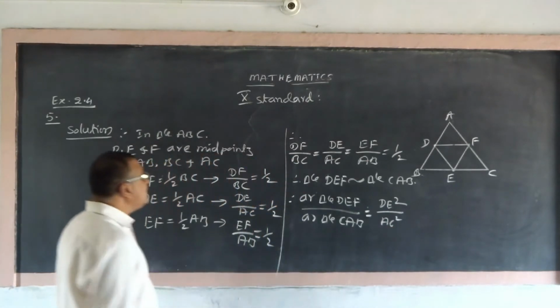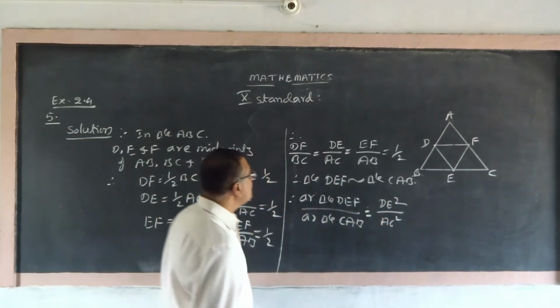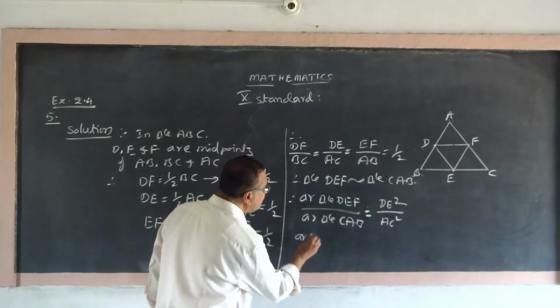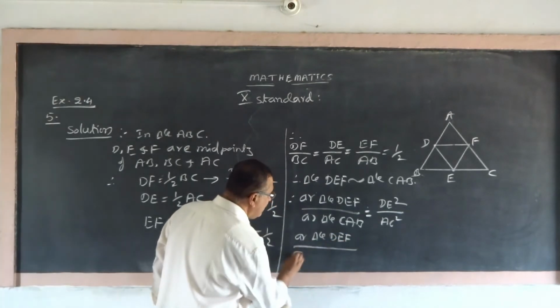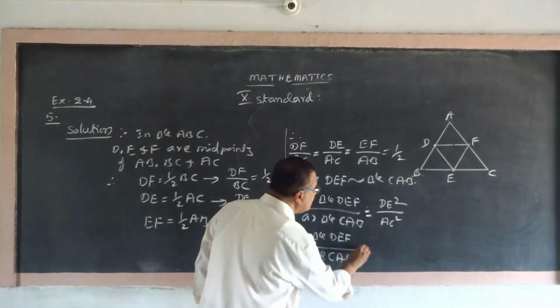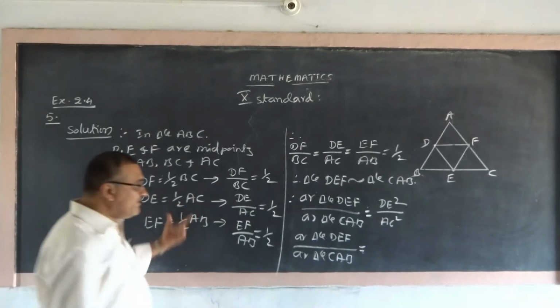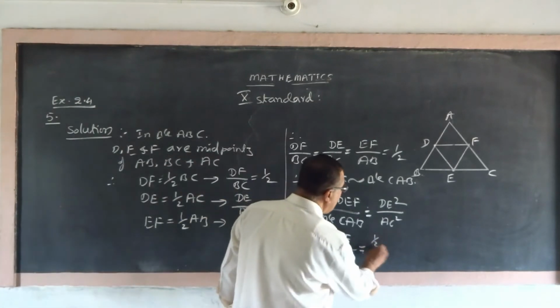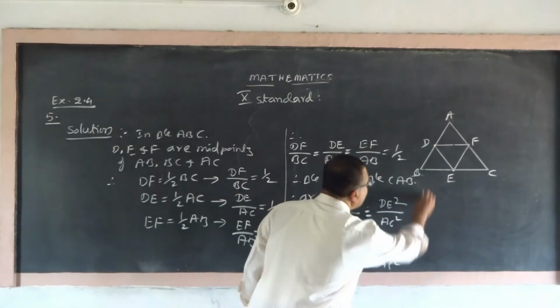Friends, what is DE equal to? Half of AC. Substitute here. So what will happen? Area of triangle DEF by area of triangle CAB is equal to, what is DE? DE is equal to half of AC. Substitute. Half of AC whole square by AC square. So now what?